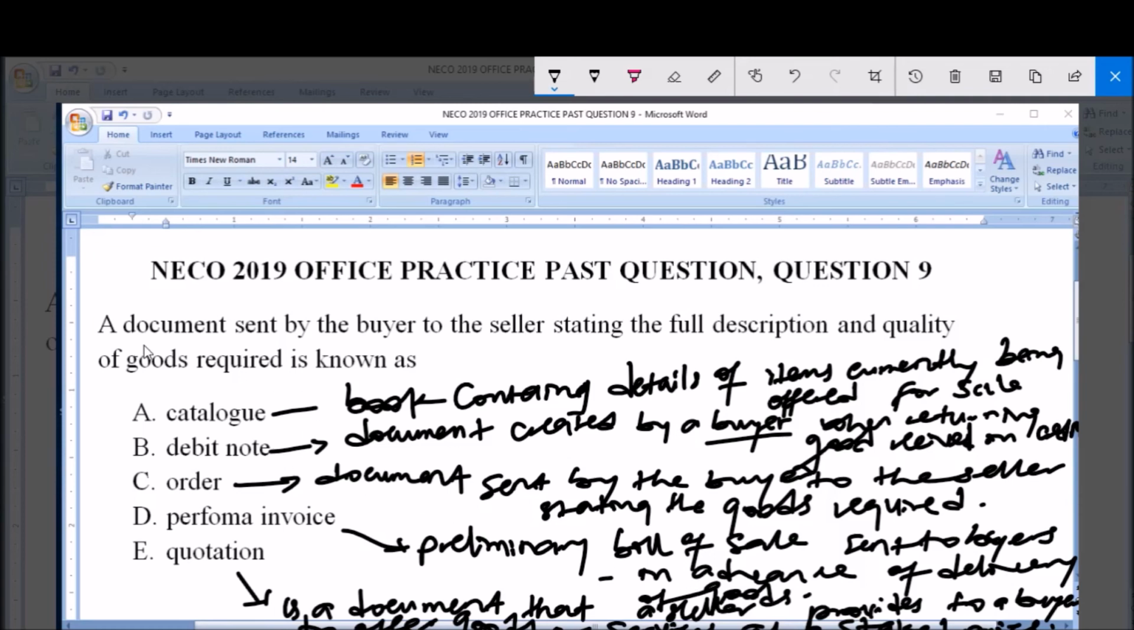Now the question says a document sent by buyer to seller stating the full description and quality of goods required, and that is option C, an order. I say it's a document sent by the buyer to the seller stating the goods required. So therefore option C is the correct answer.